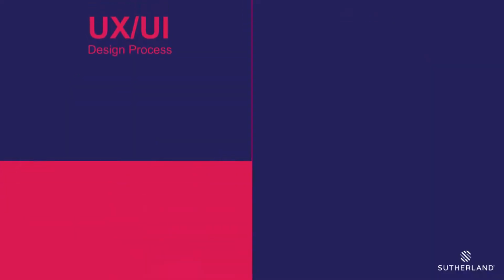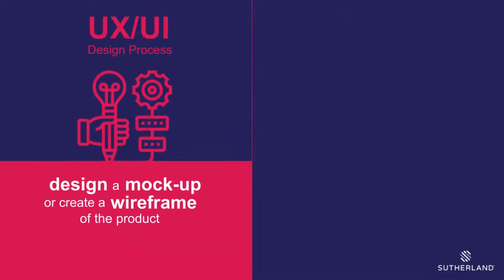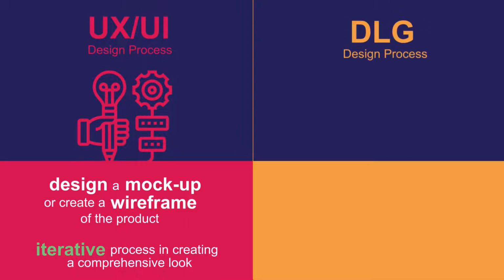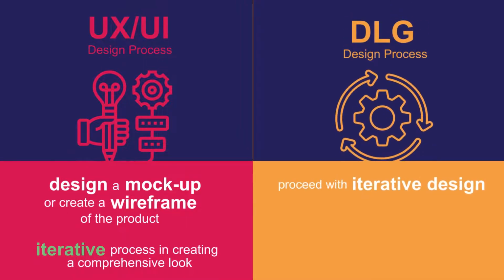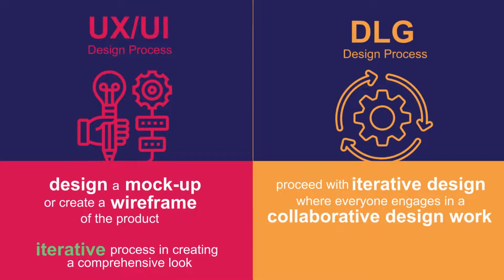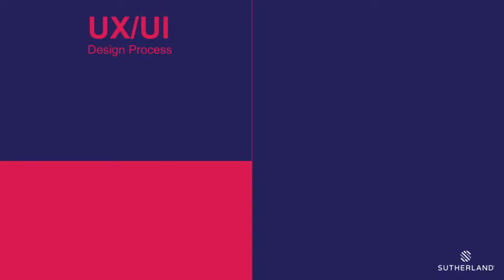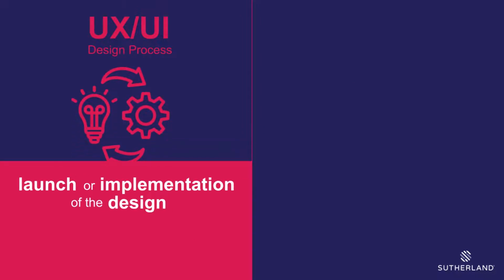After the research and analysis, UX and UI moves on to designing a mock-up or creating a wireframe of the product. This involves an iterative process aimed at creating a comprehensive look at the user's experience with the product. The DLG process follows a similar step. The team moves on to iterative design, where everyone engages in collaborative design work through rotating steps of designing, prototyping, and reviews.